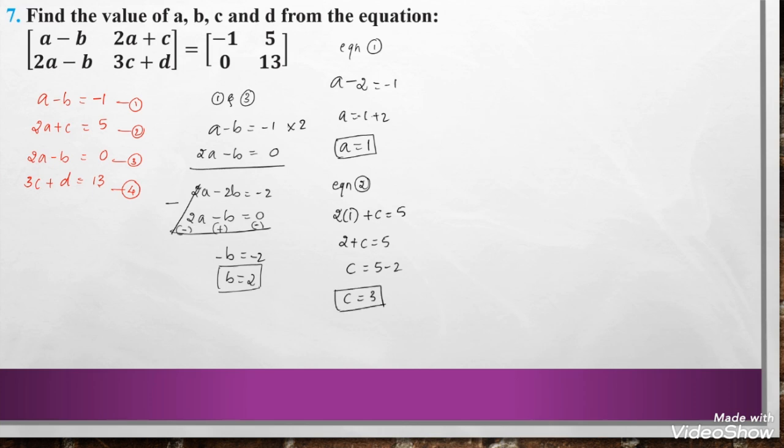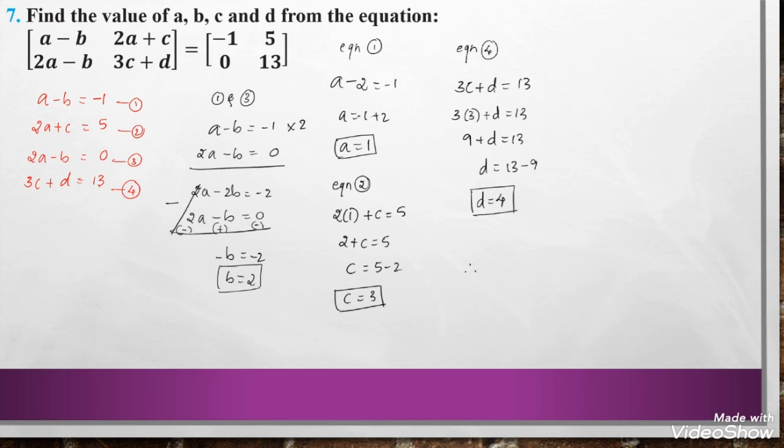As we know A, B, C, then what about equation 4? From equation 4, you will get the D value. That is 3C plus D is equal to 13. What about the value of C? C will be 3. 3 into 3 plus D is equal to 13. 3 3s are 9 plus D is equal to 13. So taking 9 to this side, 13 minus 9 will be 4. So D becomes 4.